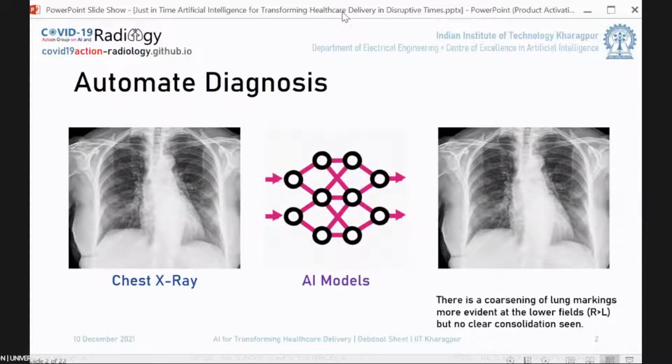So say in this case, this AI model essentially pops up a sentence which says there is a coarsening of lung markings more evident at the lower fields, but no clear consolidation seen. And then along with that, it essentially marks out a certain region where it did find this kind of an observation. And this is what we call an explainable diagnosis. So not just saying the final diagnosis, but also providing where to look in order to do that. Now, this is what we wanted to build on the golden standard.